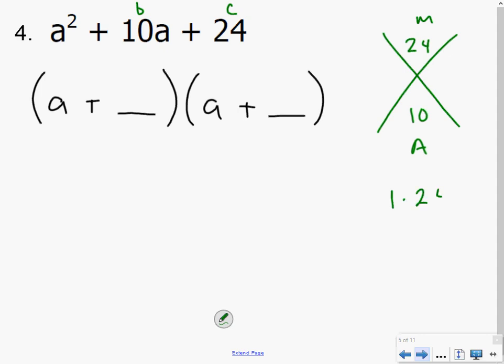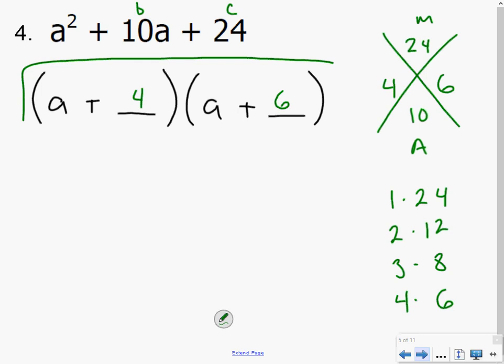So let's write out all the ways that we can multiply to 24. We could do 3 and 8. We could do 4 and 6. So the only combination that adds to 10 is 4 and 6. So there we go. So hopefully you can see the pattern, you can see the structure. They all look very similar. Okay, that's why I'm setting it up with the variables and the blanks, and we're really just filling the blanks in here.